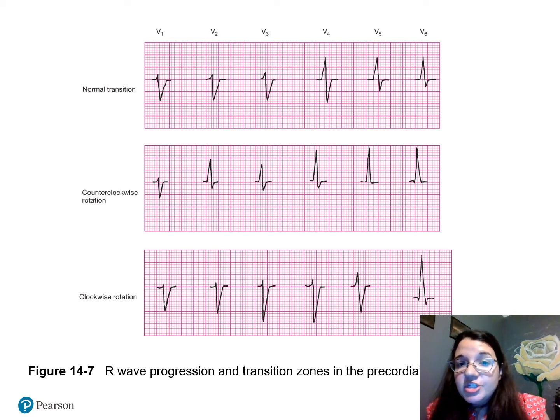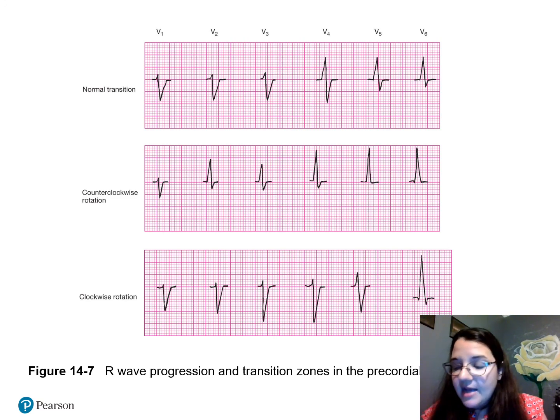Where is my transition zone for my R wave? If I am in V1 and V2, what kind of transition zone? Counterclockwise. If I'm in V5 and V6, what kind of transition zone? Clockwise. If I'm in V3 and V4, what kind of transition do I have? A normal transition. If these transition zones happen in V1 and V2 or V5 and V6, this can be an indication of an MI, a heart attack.